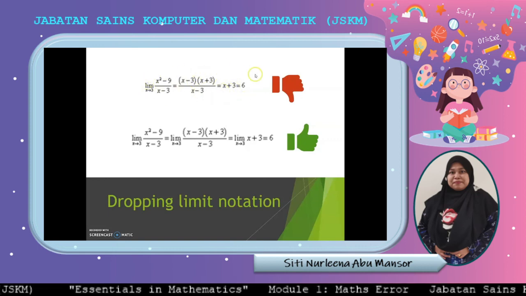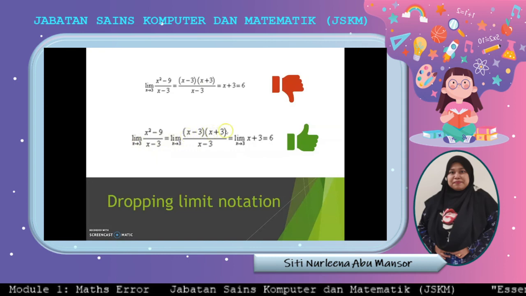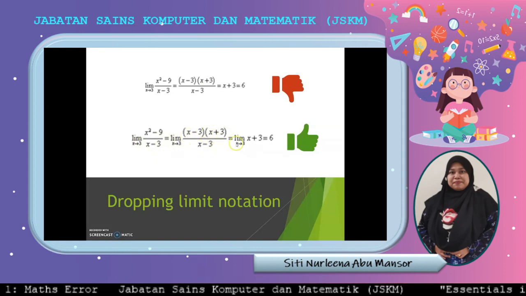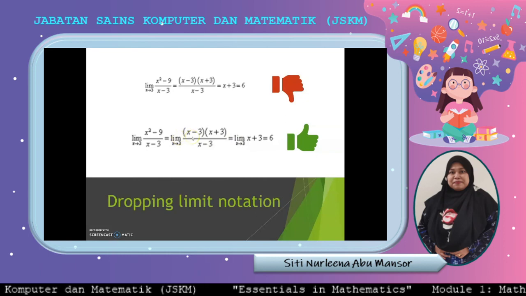So this is wrong. This is a notation error. This one is the correct answer. As long as the equation still contains x, we do not yet substitute the value of x, so you have to write limit x approaches 3 in front of the equation.